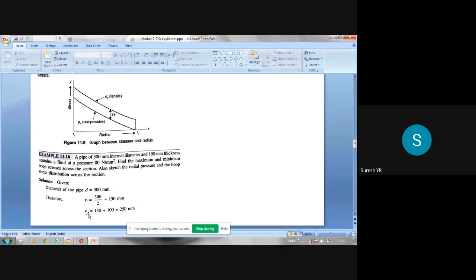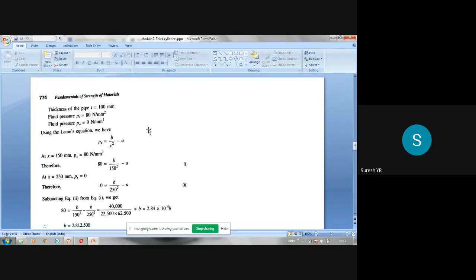And outer radius will naturally be this internal radius plus thickness. So please note that Ro is Ri plus T. From the diagram, you can see that. So it is 150 plus 100, where 100 mm is the thickness. So it becomes 250. So Ri is 150 mm, Ro is 250 mm. And in this case, he has given only internal pressure.